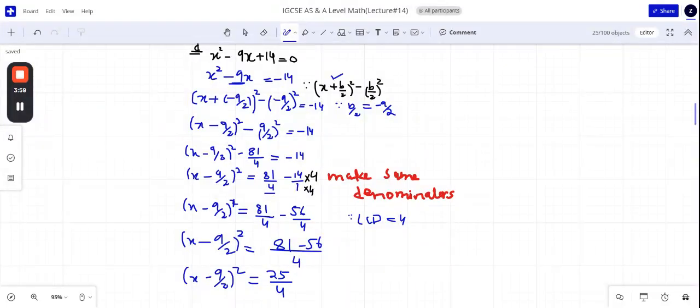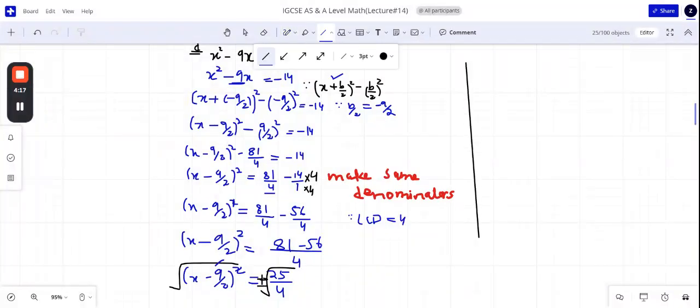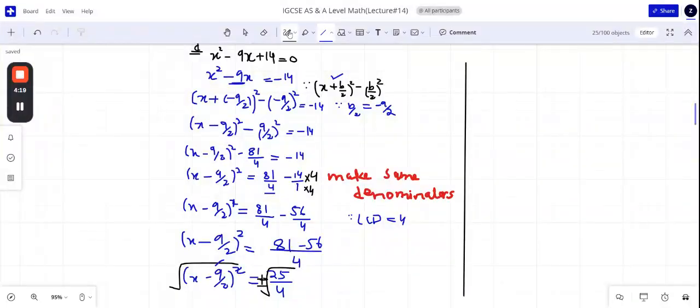So here again now we need to remove the square to find the value of x. So we will take the root on both sides. So when you take root both sides, you have to put here plus minus sign. So here the square and the root will cancel out. Now x minus 9 over 2 equals to plus minus 5 over 2. The root of the 25 is 5. The root of the 4 would be the 2.